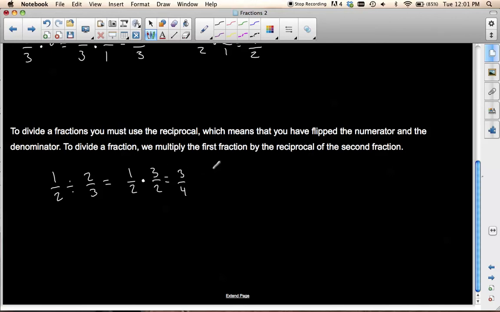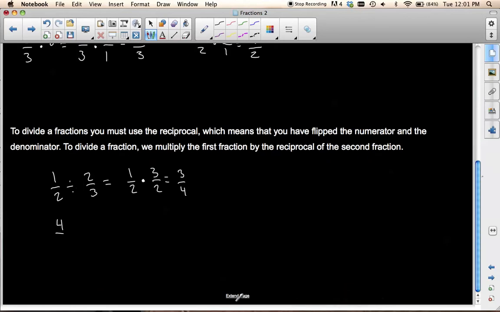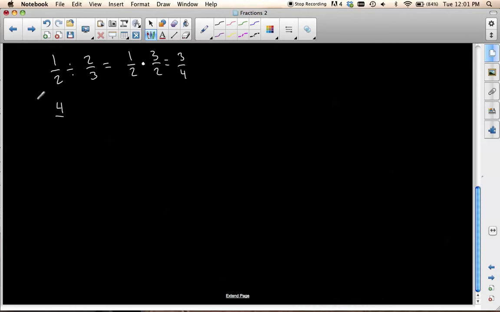So if we were to have something like 4 over 6 divided by 2 over 3, well, what we would do is leave the 4 and the 6 the same, and change our division to a multiplication symbol and have 3 over 2. 4 times 3 is 12, 6 times 2 is 12, and we end up with 1. That's it. That's all we have to do.